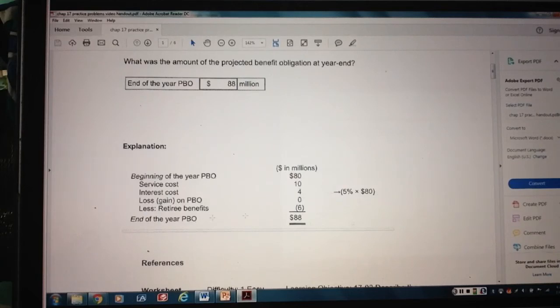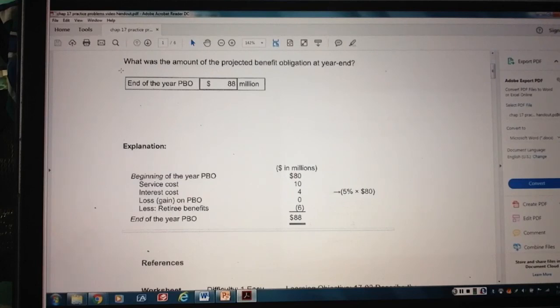There was no gain or loss on the PBO, or there was no prior service cost. And notice that the retiree benefits decrease your liability. If you pay someone back the money that you owe them, you no longer owe them, so that would decrease your liability. So the answer was 88. So we need to know how to get to the ending PBO. So this was a very good practice problem for that.